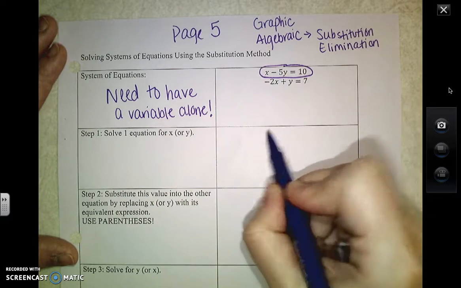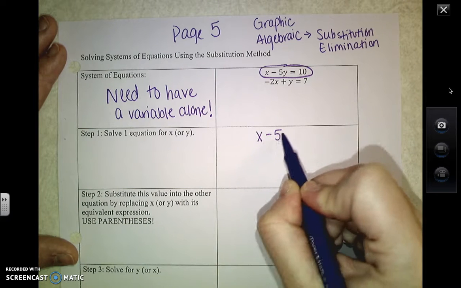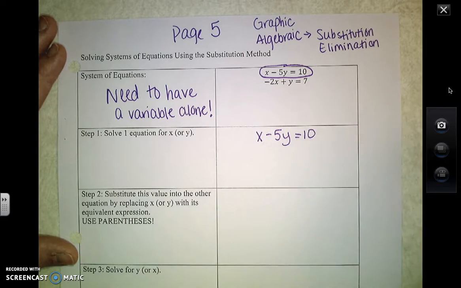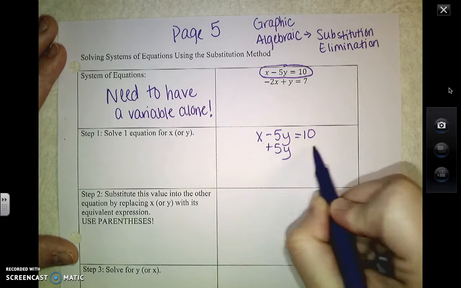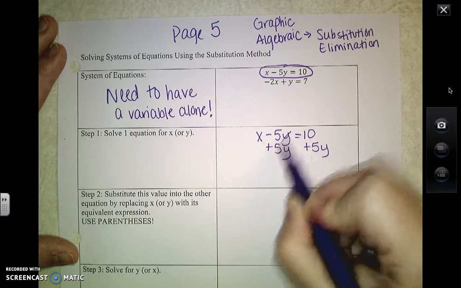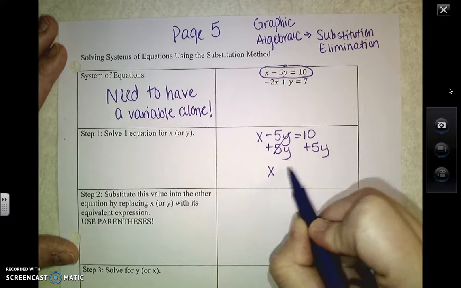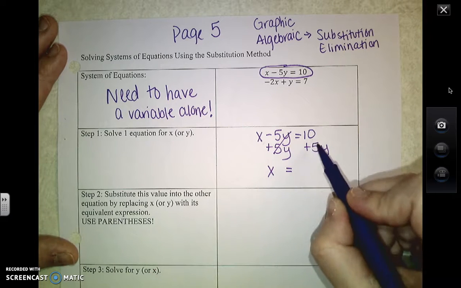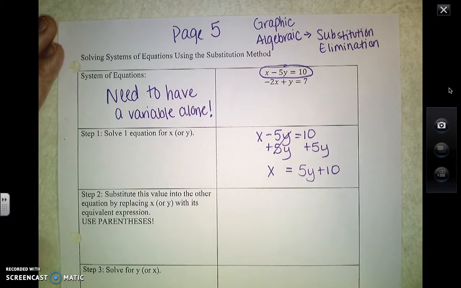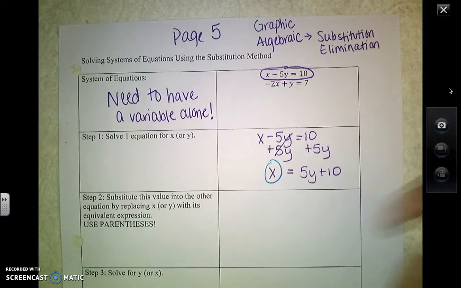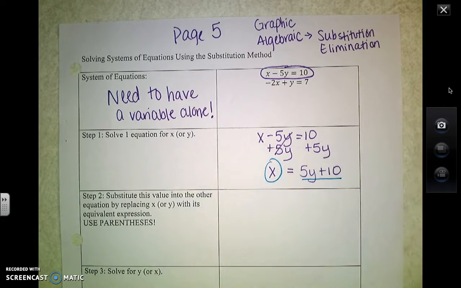I'm just going to go ahead and use the top equation, and I'm going to solve this for x, so that it will say x equals. So pretty simply here, we're just going to add 5y to both sides. That moves the 5y where we have x alone, so x equals, and since these are not like terms, we're going to just call it 5y plus 10. Once you have a variable by itself, you are able to substitute this expression 5y plus 10 for that variable x into the other equation in the system.